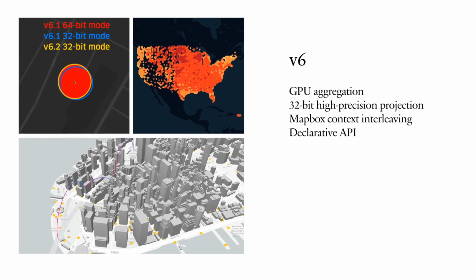We also did a big push on GPU aggregation, and V6 was the first time we collaborated with a major base map provider. That was Mapbox custom layer API. And we did the Mapbox layer that can interleave with the Mapbox bound text, so you can have correct occlusion with all the 3D buildings.